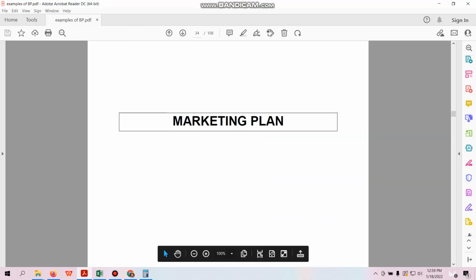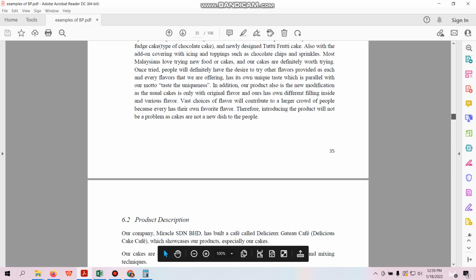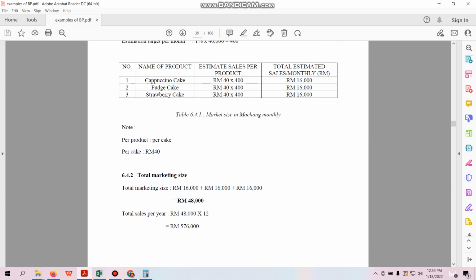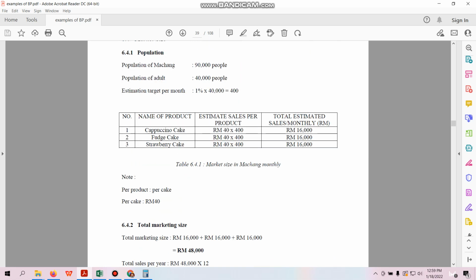Okay, let's go to the marketing plan. I'll show you how you find this and how you put in this information. This is how the student generates the sales. Imagine that they have 90,000 people, and the adults are 40,000. From that 40,000 adults, they take only 1%, which is 400 people. So they imagine that each of these cakes they sell at 40 ringgit.